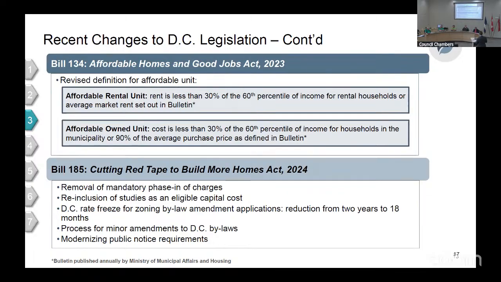It also brought in this process for minor DC bylaw amendments, and I'll mention that on the next couple of slides because they've expanded that a little bit. And then modernized public notice requirements. If your municipality doesn't have a newspaper of record, then you can just advertise on your website.